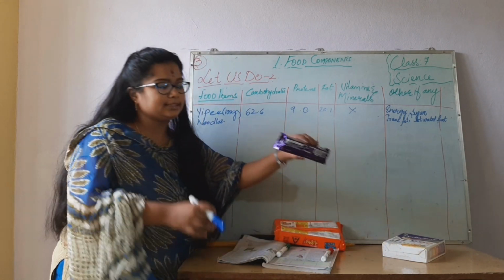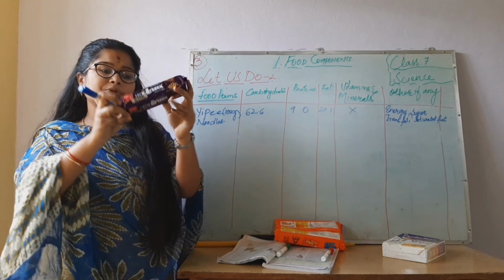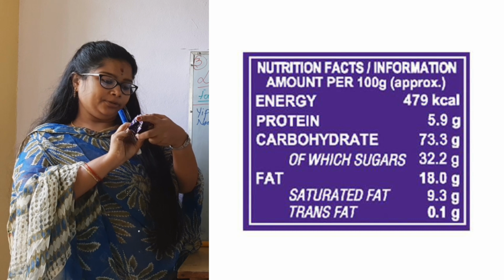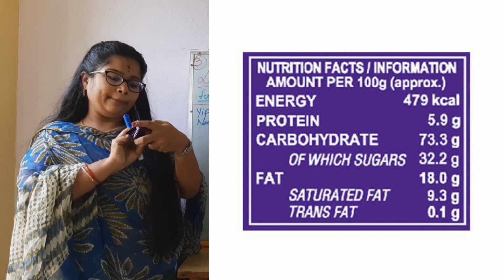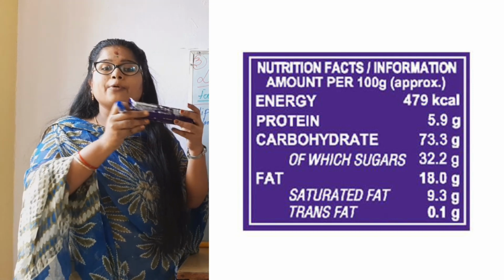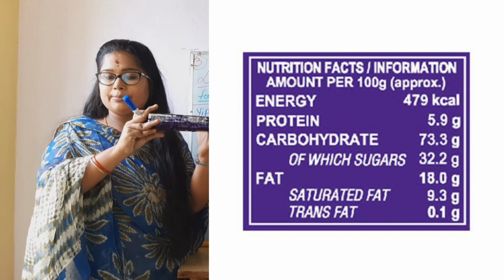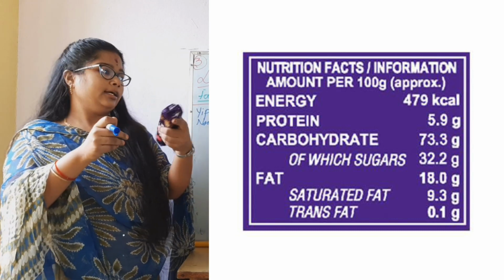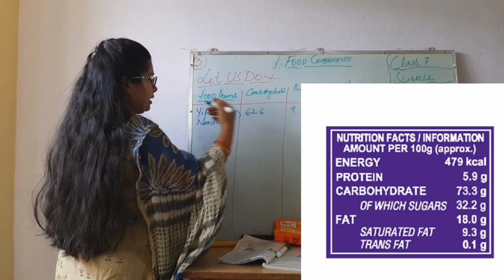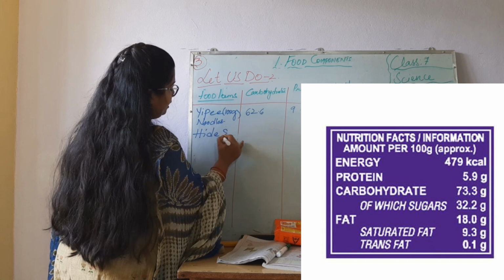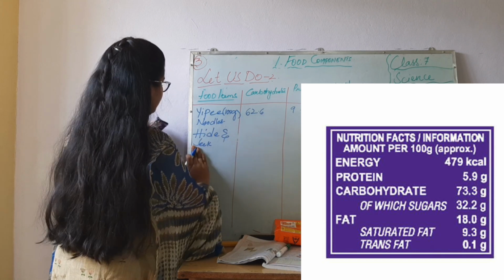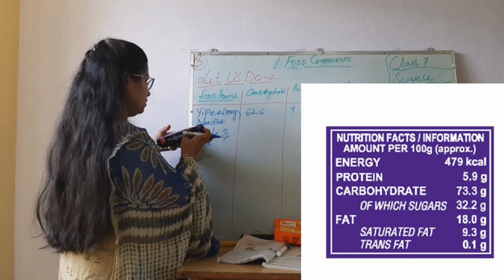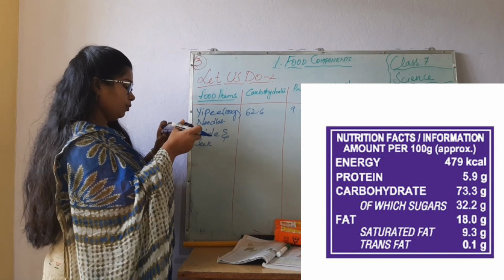Next is our Hide and Seek biscuit packet. So what are the nutrients in this? We are going to look into it. They have given nutrition facts or information per 100 grams. Approximately 100 grams of this Hide and Seek biscuit contains what, we are going to learn. It is a chocolate biscuit packet, isn't it? So let's see what is there in this.